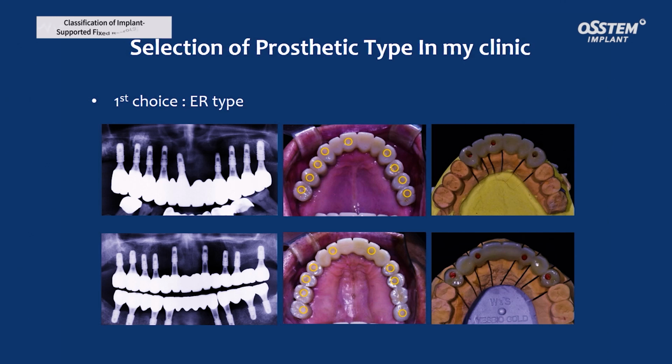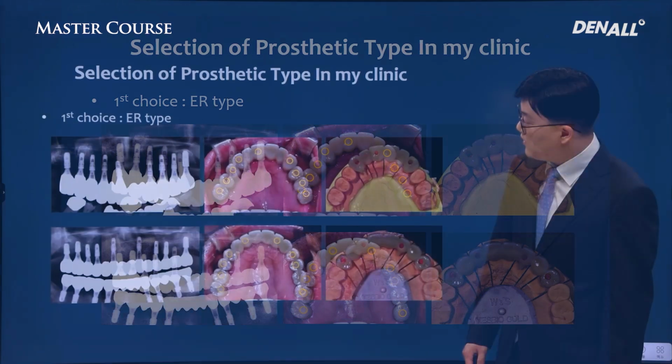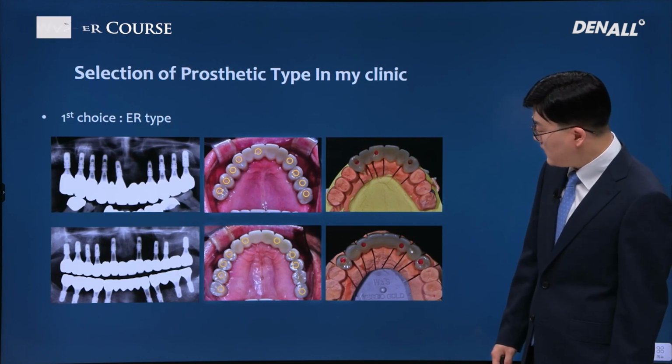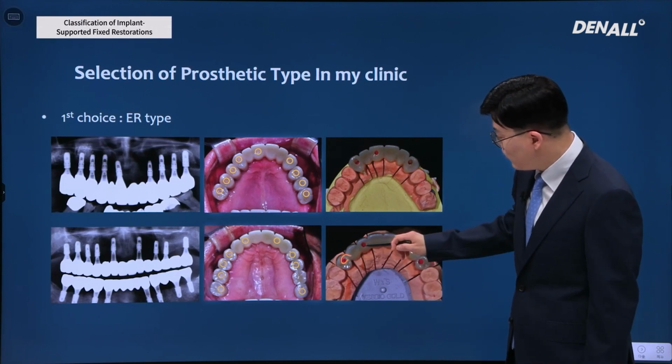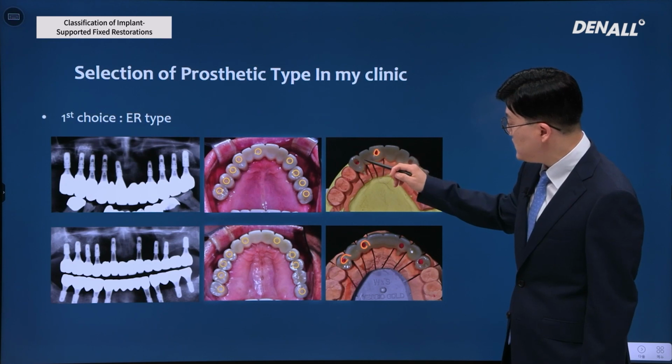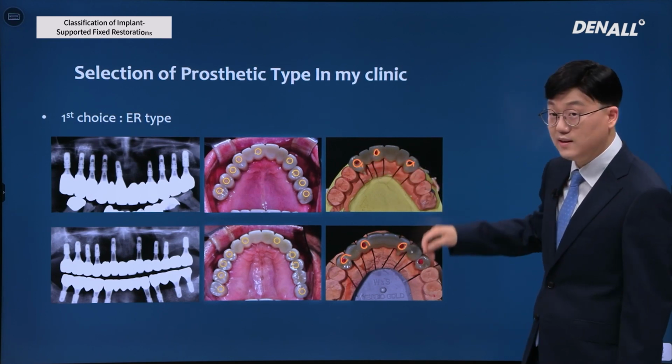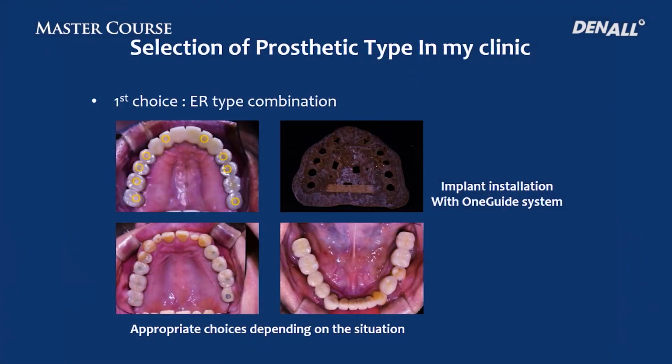Personally, at my dental clinic, I primarily use ER-type prosthesis. In the case of posterior area, screw hole can be made towards the occlusal table, but in the case of anterior area, we cannot make screw hole lingually. If possible, I try to make screw hole in invisible area where aesthetics are not as important. In order to do that, placing implant in the planned position is very important.